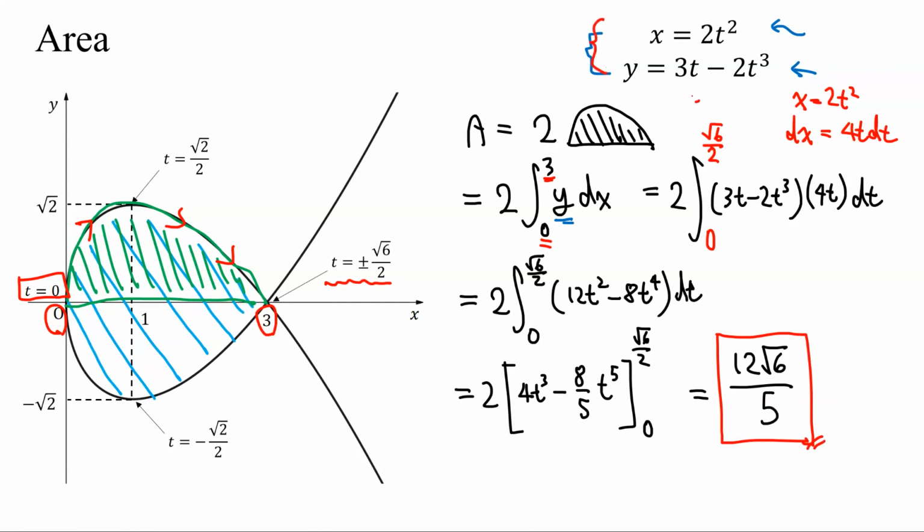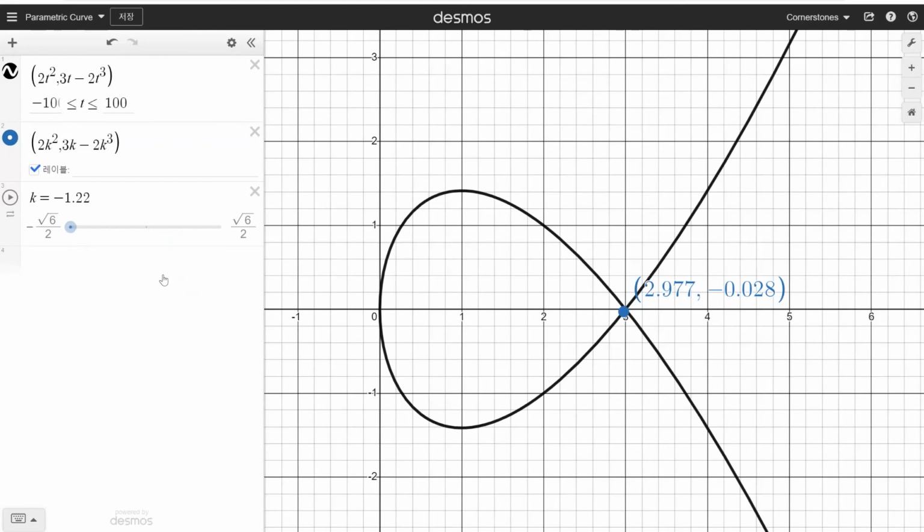So there you go. We have absolutely crushed this parametric curve problem without cheating with the graphing calculator. This is the sketch of the curve using the Desmos Graphing Calculator. And for this moving point, I used k instead of t because t is already used to draw the parametric curve here. And you can see that by changing the k value from minus square root of 6 over 2 to square root of 6 over 2, the point moves on this loop part, which we have already calculated with calculus and derivatives.